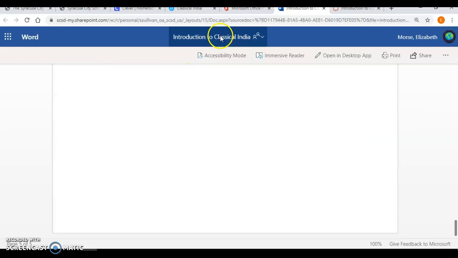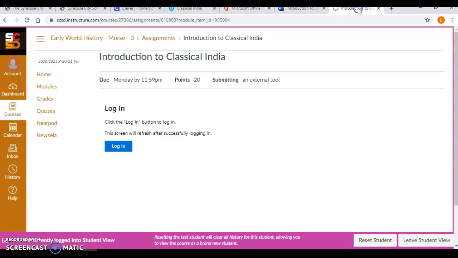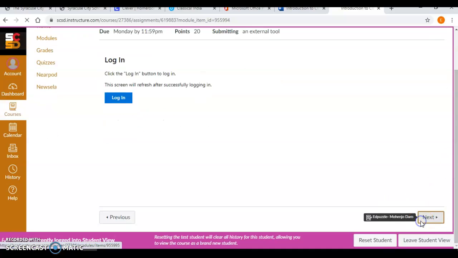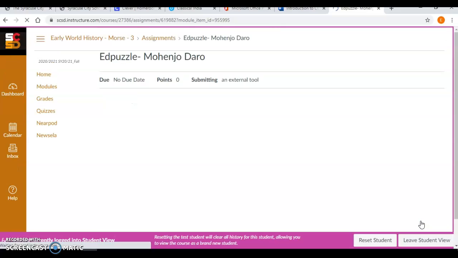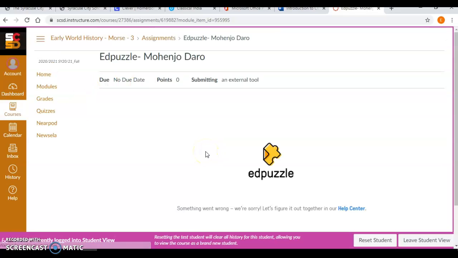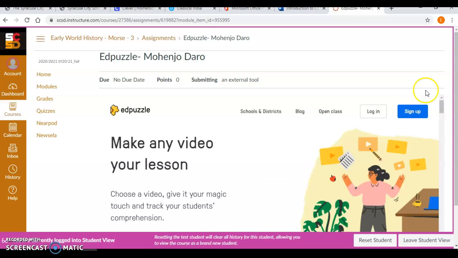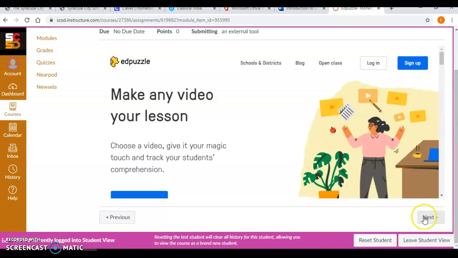Once you are finished, if you go back to the module, there is a video for you and a puzzle on Mohenjo-Daro. It's just a quick video showing you what that town looked like and how advanced it actually was.